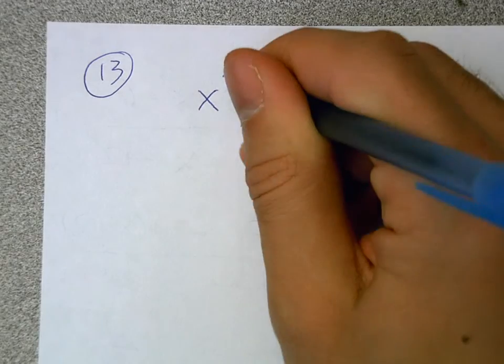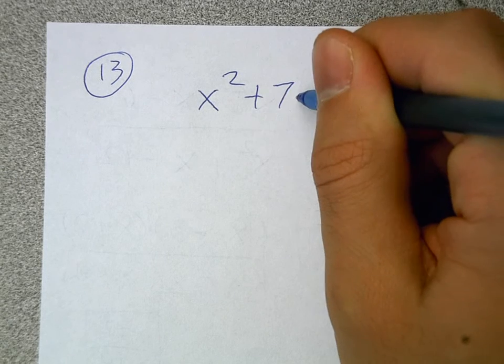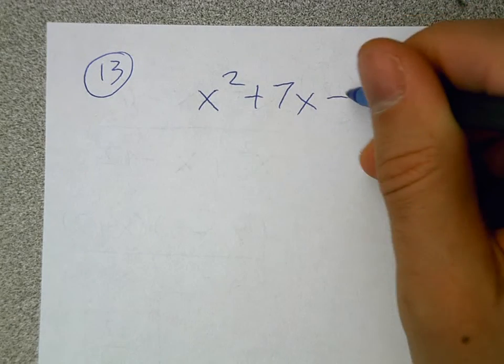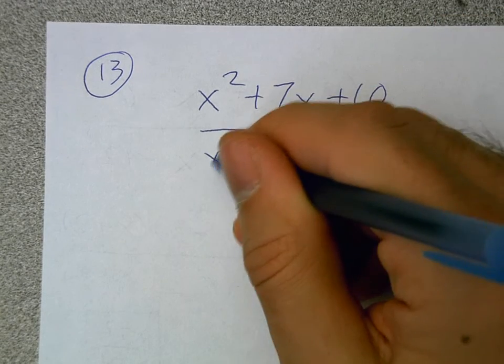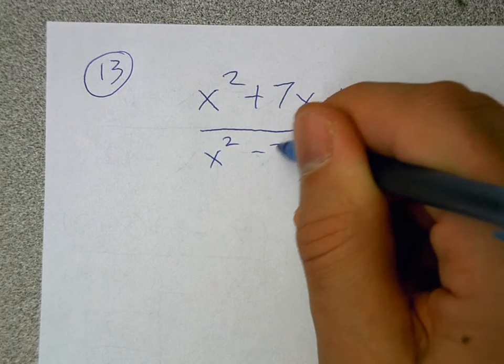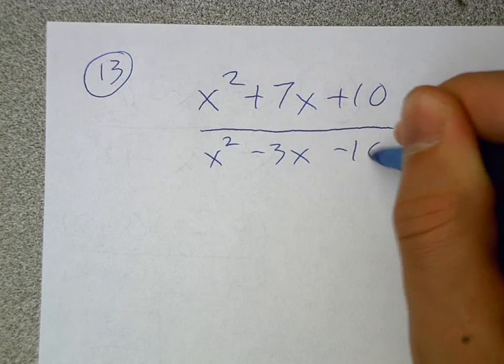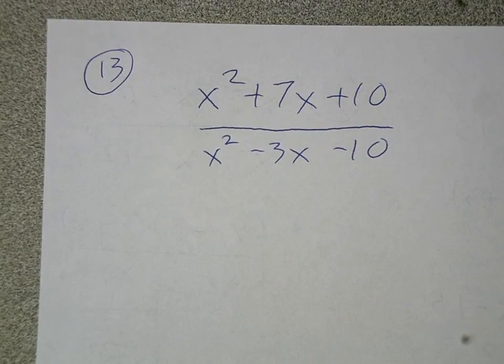There we go. Let's try x squared plus 7x plus 10 over x squared, how about minus 3x minus 10. Try that one. That should reduce, should work out nicely.